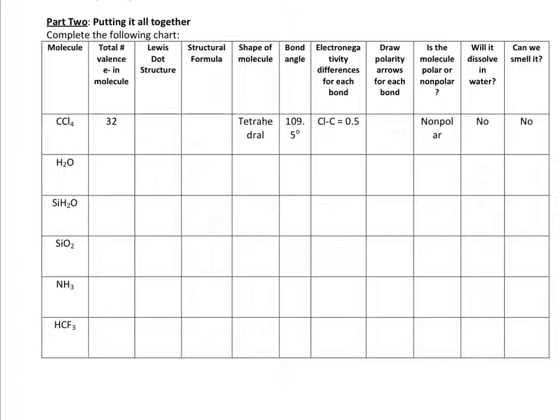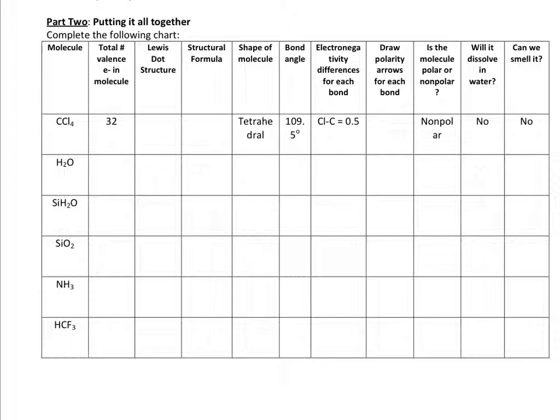Figuring out the differences, subtracting differences between two atoms, and seeing if something is nonpolar covalent, polar covalent, or straight up ionic. All right. So in part 2, we're going to put together everything that we have done up to this point for covalent molecules.